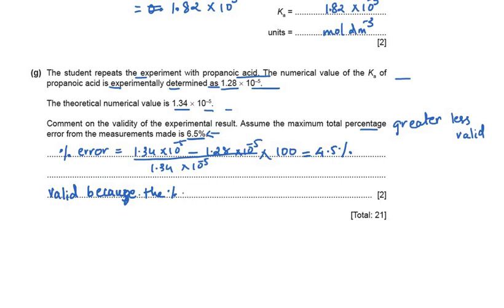The percentage error calculated is less than the maximum total percentage error. That is the reason that the experimental value calculated here is valid.